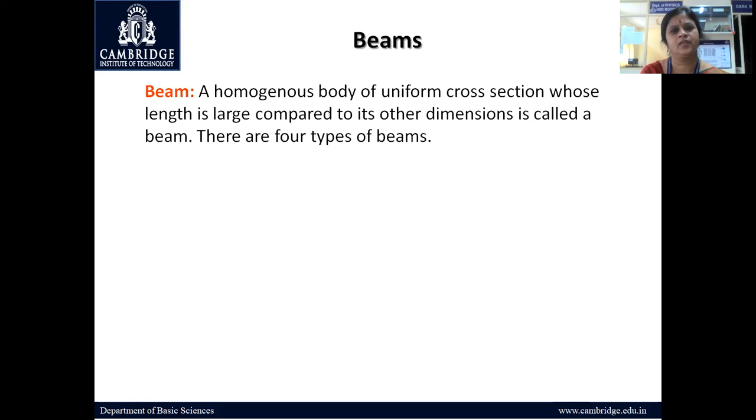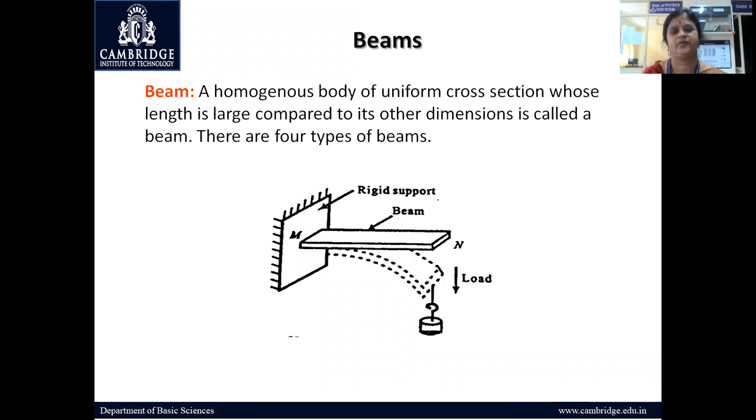What is a beam? A beam is a homogeneous body of uniform cross section whose length is large compared to its other dimensions. So here, this is a beam. A beam is a homogeneous body, meaning made of the same material. You can take a wooden beam, a steel beam, or any metal beam. It is made of the same material, and its length is very large compared to its other dimensions. That is called a beam.